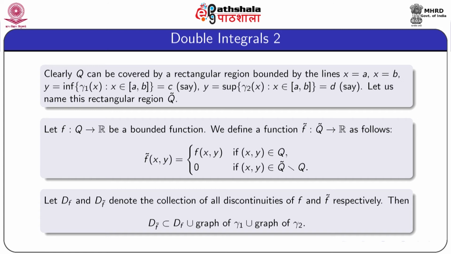Let f from Q to R be a bounded function. We define a function f tilde from Q tilde to R as follows. f tilde of (x,y) is f(x,y) if (x,y) is in Q, and 0 if (x,y) is in Q tilde minus Q. Let D(f) and D(f tilde) denote the collection of all discontinuities of the functions f and f tilde respectively over their domain. Then D(f tilde) is a subset of D(f) union graph of gamma 1 union graph of gamma 2.